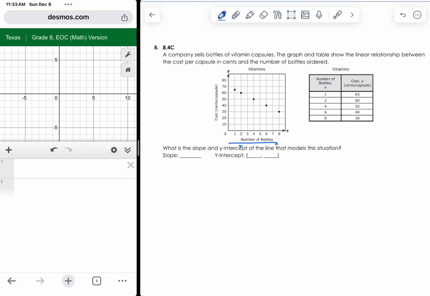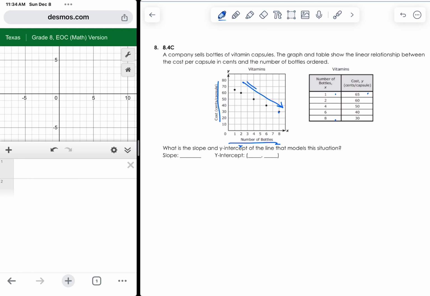Let's read our graph. The x-axis is the number of bottles, and as our bottles increase, look at the cost, which is our y. As we go up in the bottles, it looks like our cost is decreasing. So the number of bottles you get makes the cost decrease, and that same value is represented over here. The cost of one bottle was at 65. The cost of 8 bottles is down here at 30.